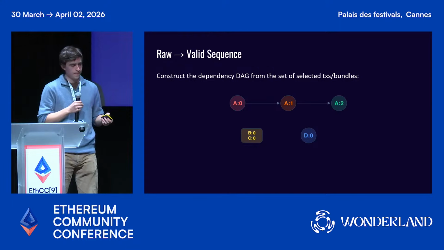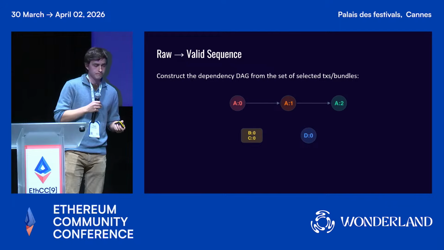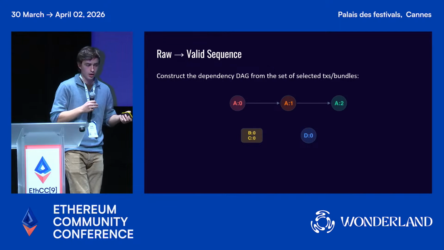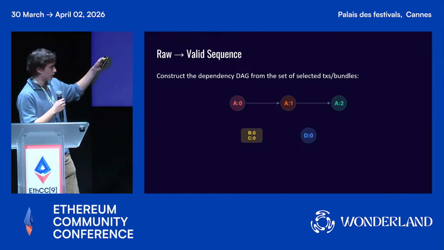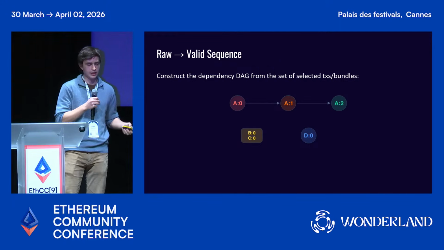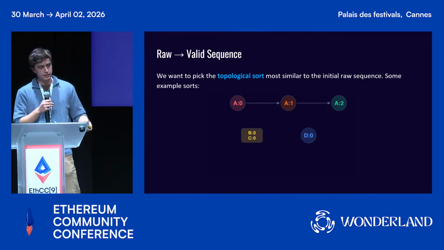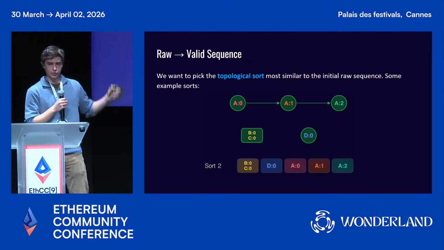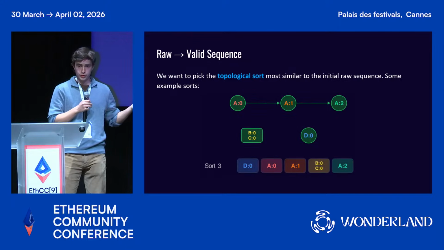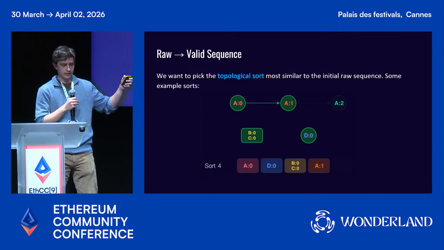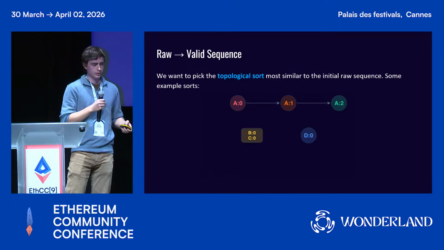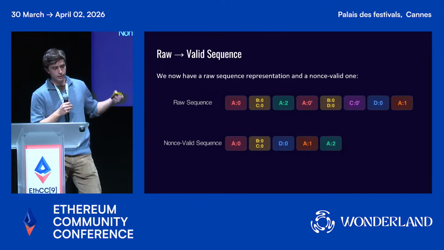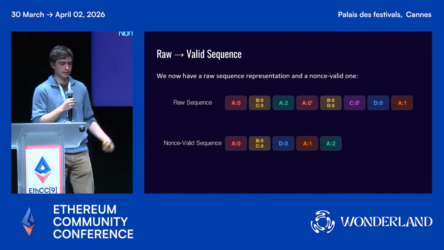Once we have that, we construct a dependency DAG. This is going to encode what the nonce dependencies between the transactions that we have are. In this case, we've got nonce dependencies between the three top transactions, and so that's why we have directed edges. And what we want is to pick some topological sort of this DAG that is as similar to the rule sequence as possible. Topological sort here means that we pick some ordering of these nodes in the DAG where the directed edges are never broken. So here I'm illustrating a couple of ways that we could sort this DAG. But the way that we end up sorting it is in this case, this one here.